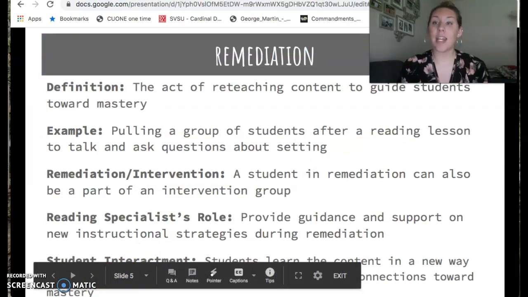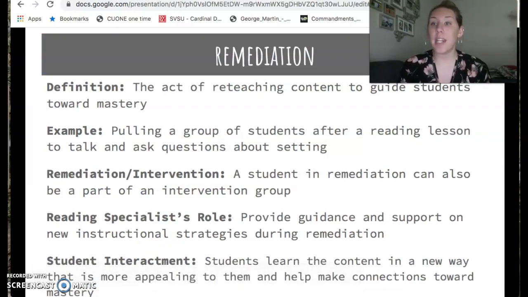Now the next one is remediation. Remediation is reteaching. It's the act of reteaching content because you want to guide students toward mastery of whatever you're teaching. So an example of this could be pulling groups of students after a reading lesson because you just talked about setting and you want to see if they understand what setting is. And if they don't, that's when you can implement remediation.